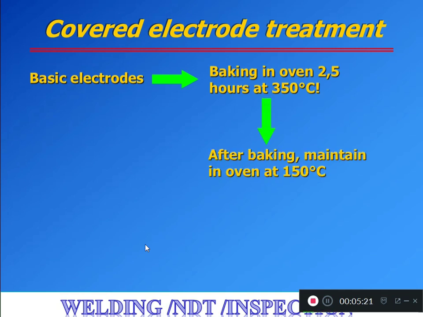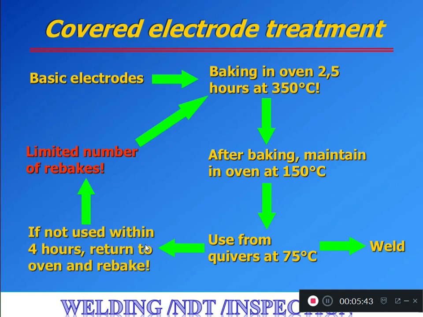Then you have to follow: after baking, maintain at 150 degrees centigrade. It means you have to remove the electrode from the mother oven and put it in the quiver at 150 degrees centigrade. Then it is used from the quiver at 75 degrees centigrade, and you put it directly to the weld. You can do the weld.